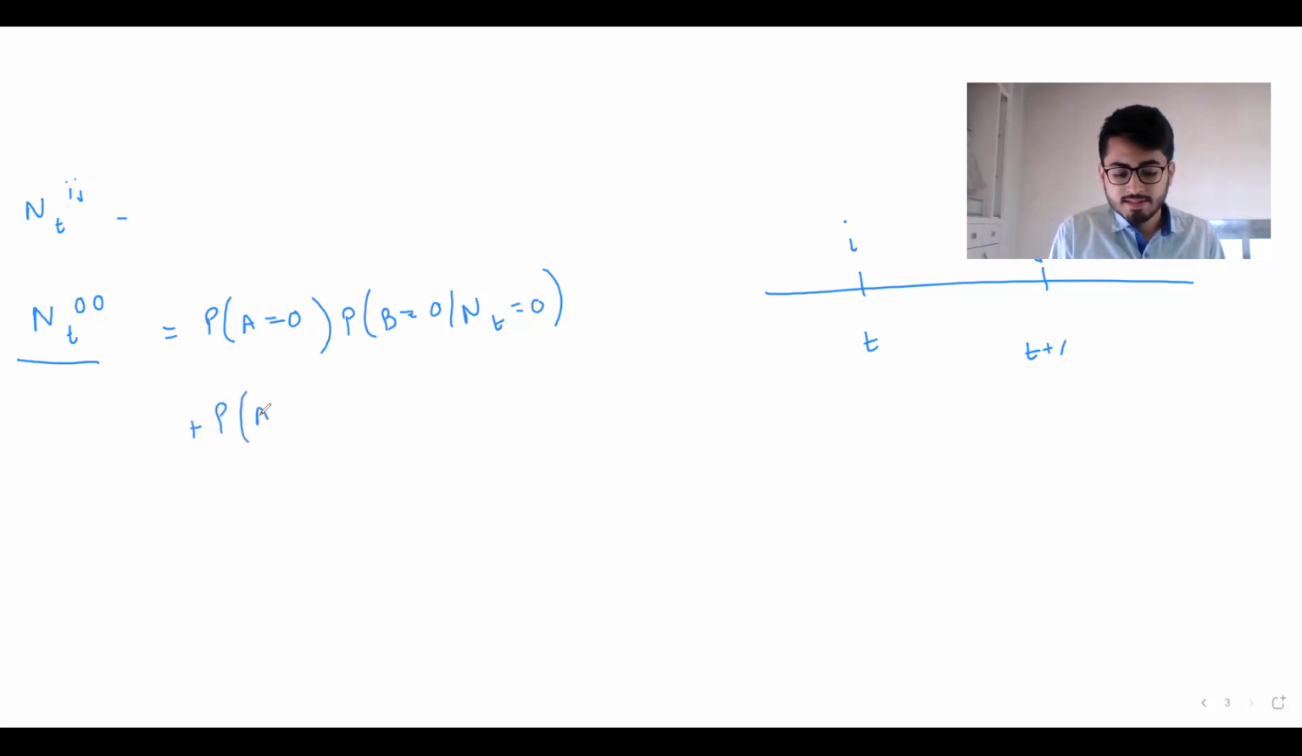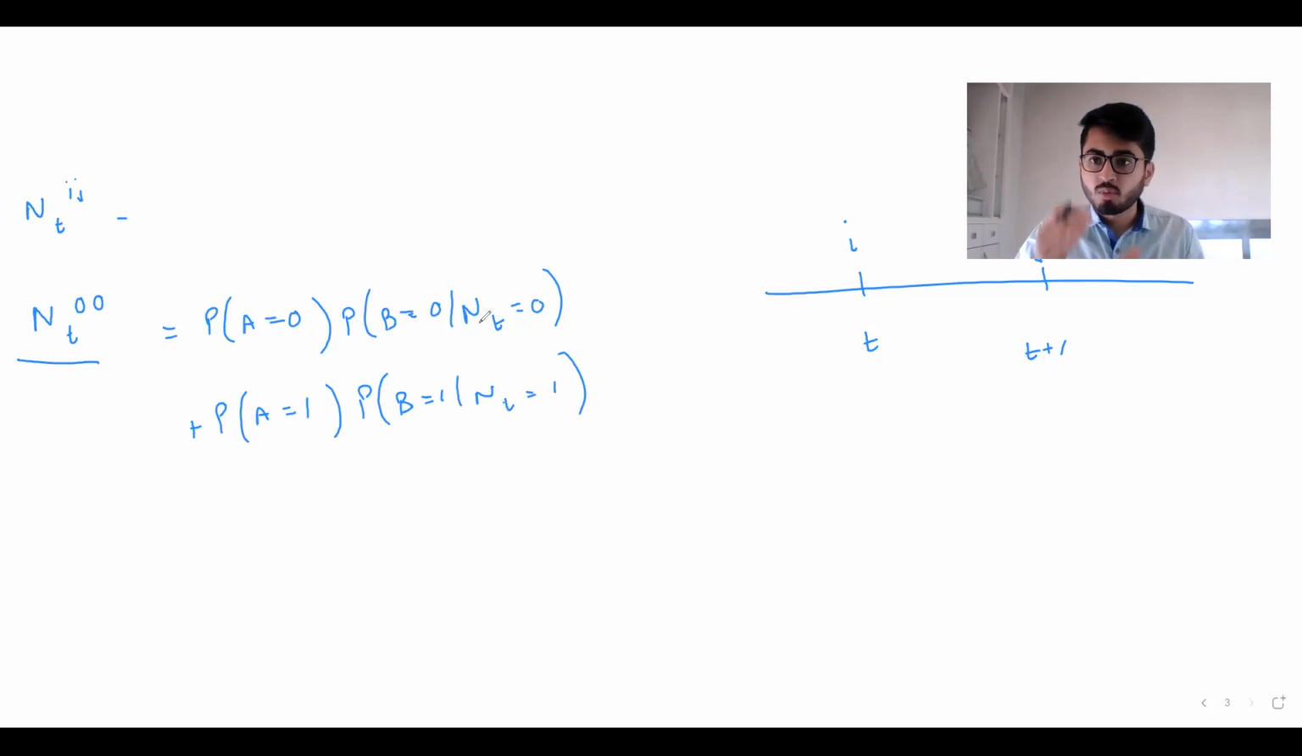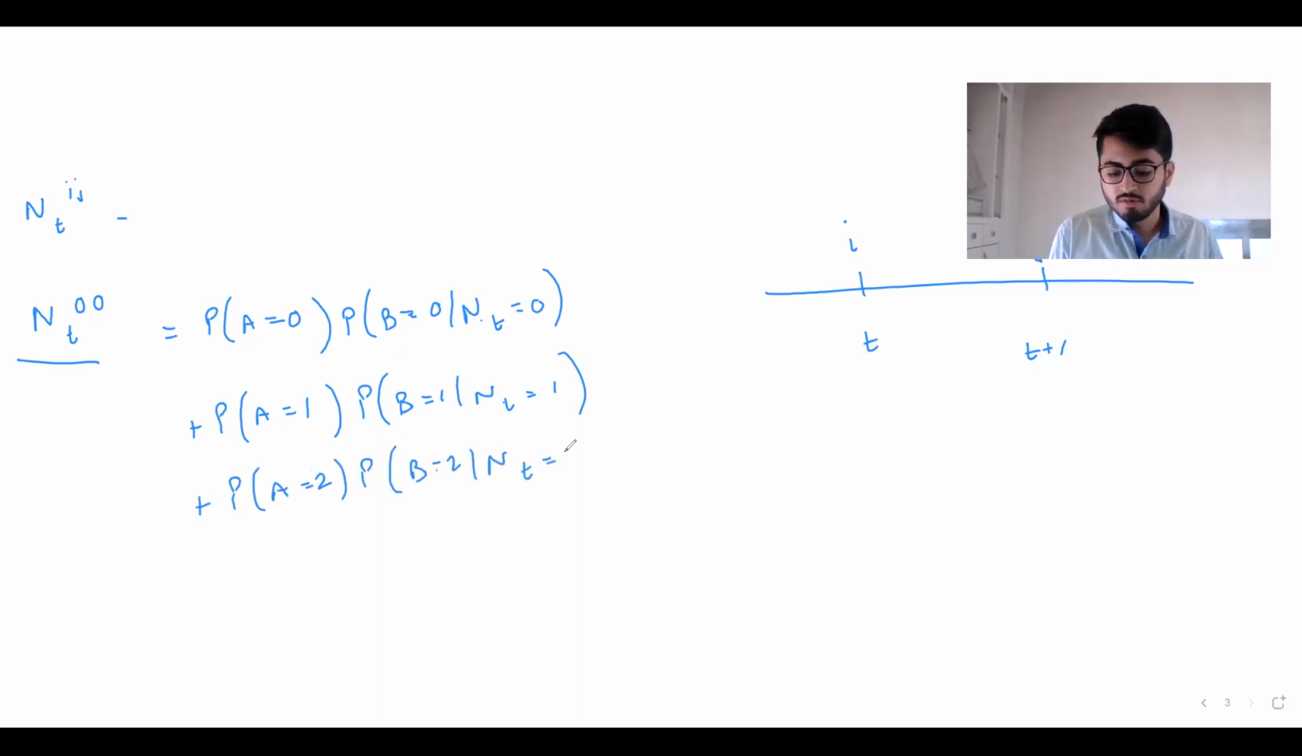Plus, let's say one customer enters. So now what we're looking at is probability B equal to 1 given that NT is equal to 1. Again, note that the definition of NT is not really consistent. Here it's a different NT. This NT basically represents the number of customers in the queue just before the end of the day. You could use some other notation as well, which would technically be more correct, something like CJ, DJ, BJ. Plus probability A equal to 2 into probability B equal to 2 given that NT is equal to 2.